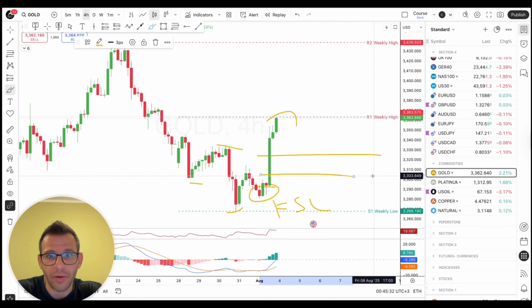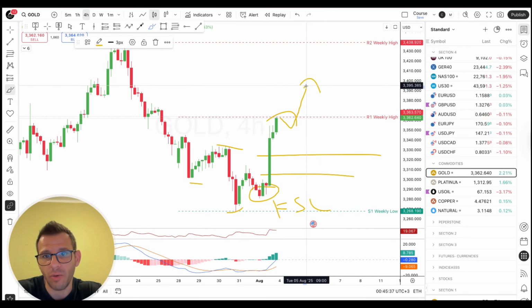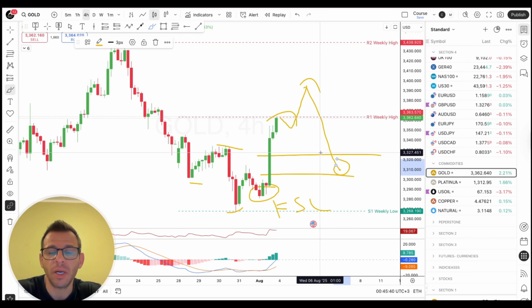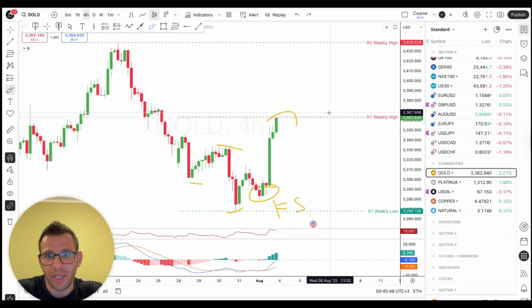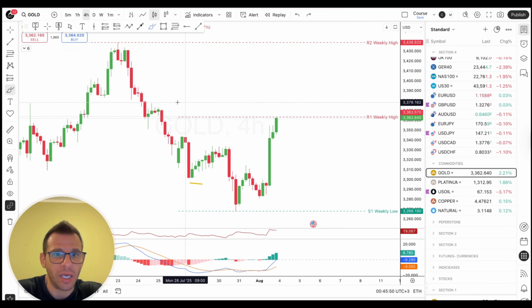This fair value area here is expected to be filled. We don't know if the price will make a new high and then dip down into this one, or if it's going to just reject the previous week's high, come down and then continue. But despite that, we turned now to the 4-hour chart.